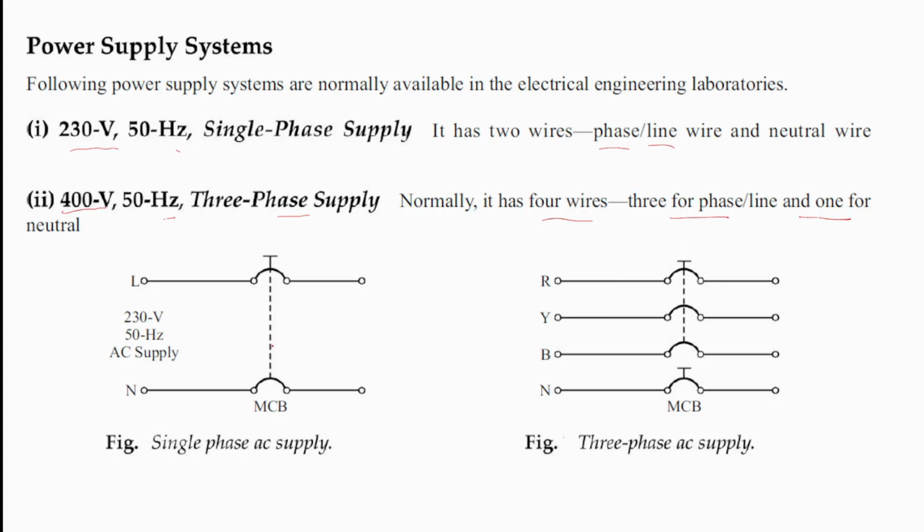Okay, so this is the single phase supply. You can represent this as, and regarding MCP and all, we'll discuss later. So these are the four lines. This is about the power supply systems.